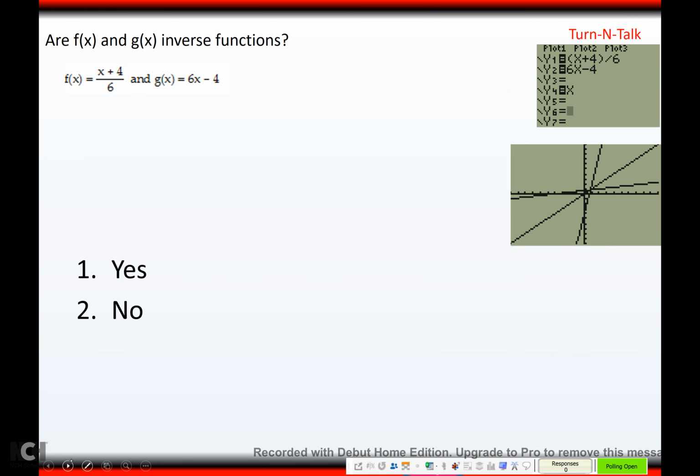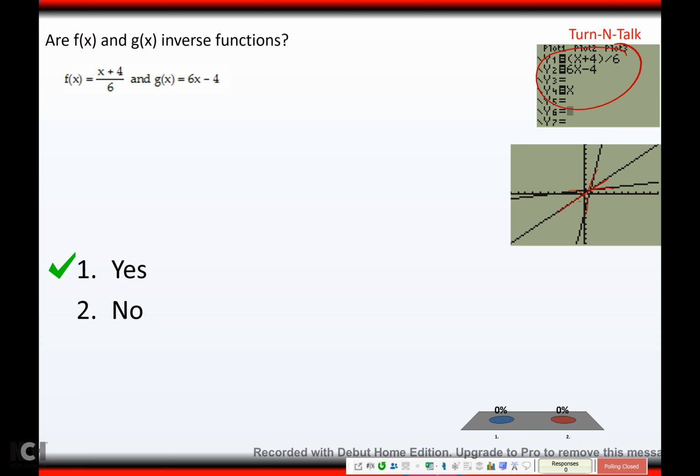All right, so you decide whether these are inverses. Hit pause, come back when you're ready. We can look at the picture and tell now. And hopefully you got yes. One thing you can do is just type the graph in the calculator and look at the graph. Here's one, here's the other. Mother intersects where they do. You're good.